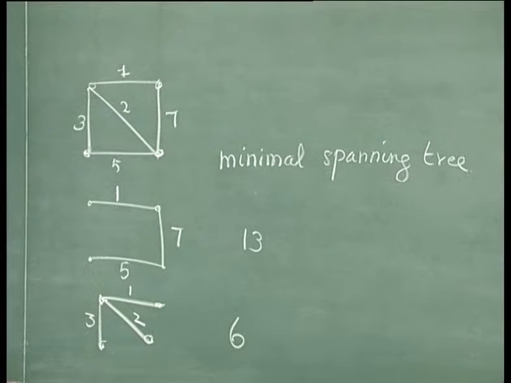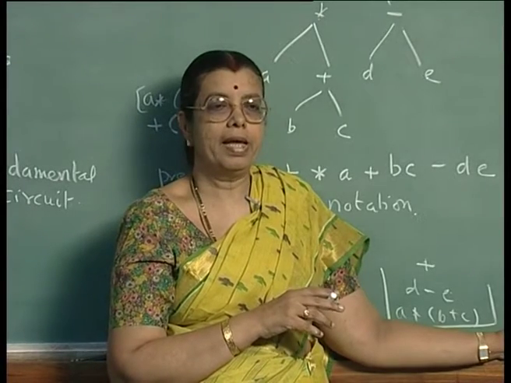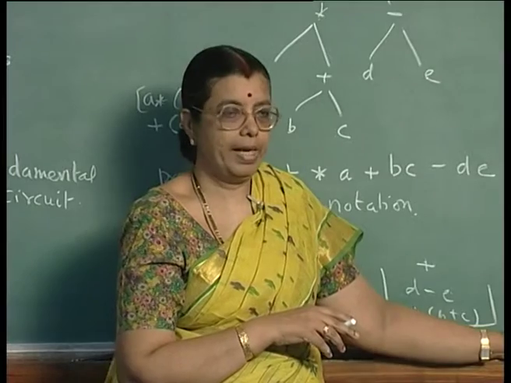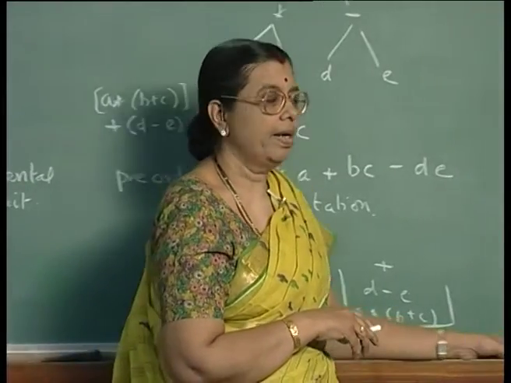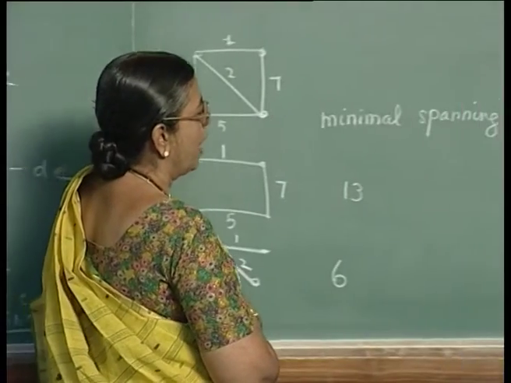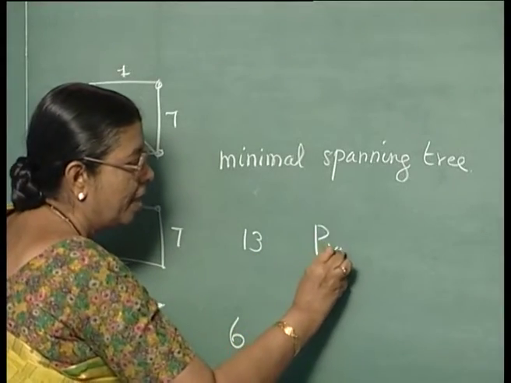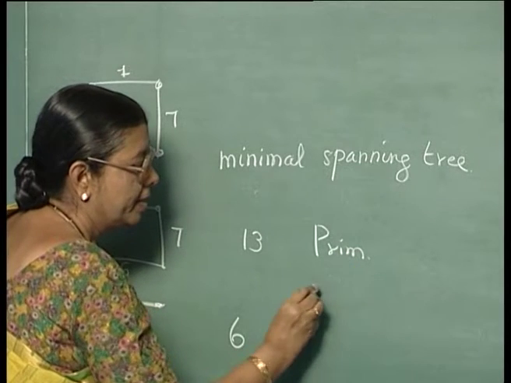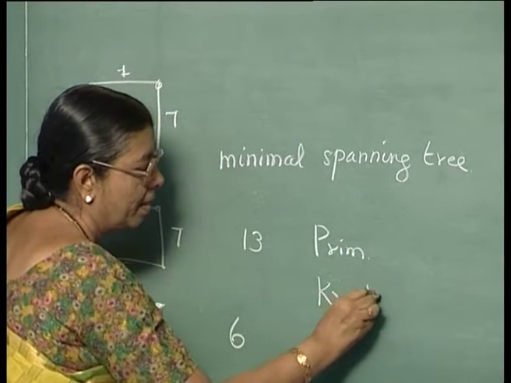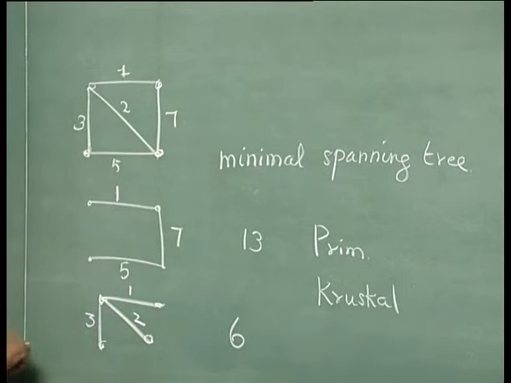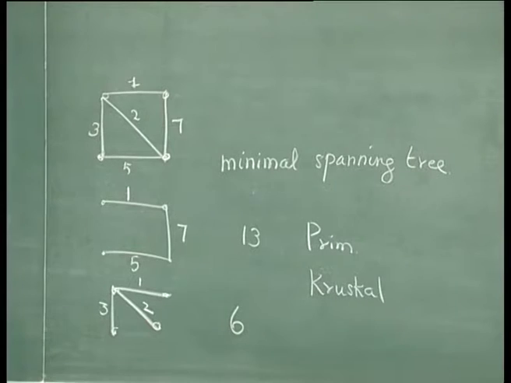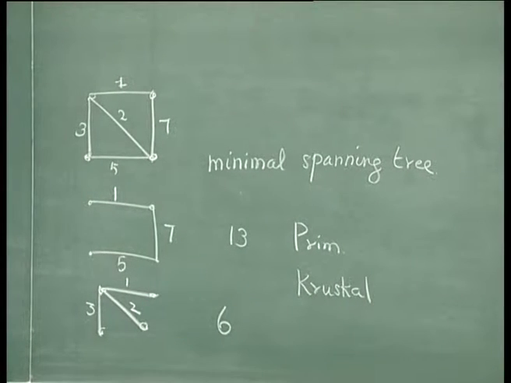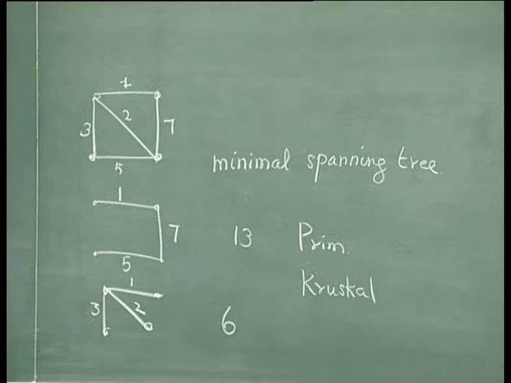You are interested in finding the minimal spanning tree because if you want to have telephone connection and all that, sometimes the tariff is calculated based on the minimal spanning tree. There are several important and interesting algorithms for calculating the minimal spanning tree. One is Prim's algorithm and another is Kruskal's algorithm. They are well known algorithms for finding the spanning trees. So much about spanning trees. Next we shall see what are meant by cut sets and cut vertices.